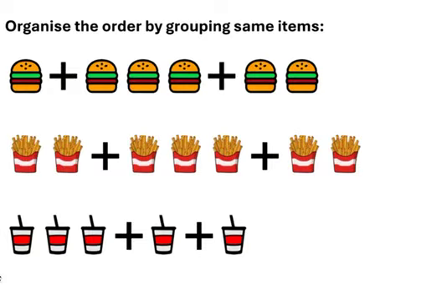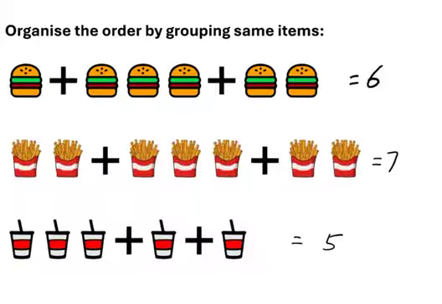I think the student can really organize the order a little bit better by grouping the same items together. So here we go, we have grouped everything together. Now I can clearly see how many burgers I want. I have 1 plus 3 plus 2, so altogether I want 6 burgers. And I have 7 chips and 5 drinks.